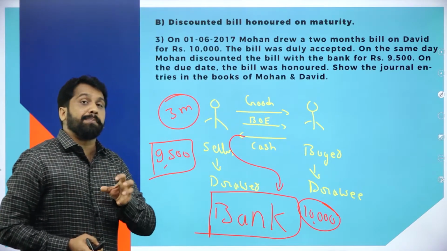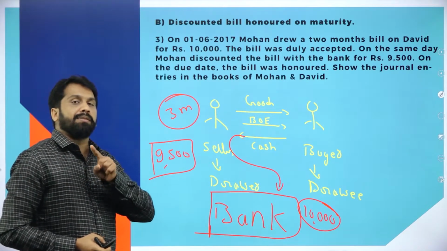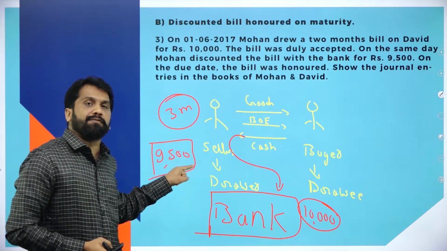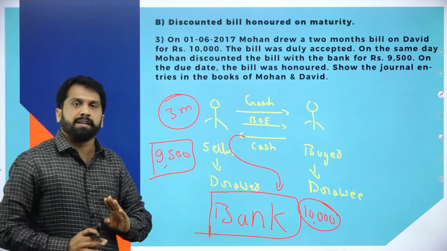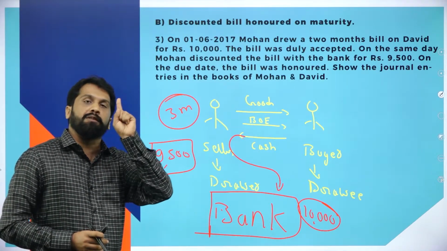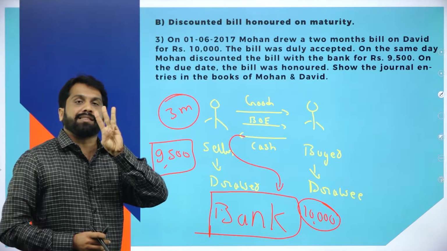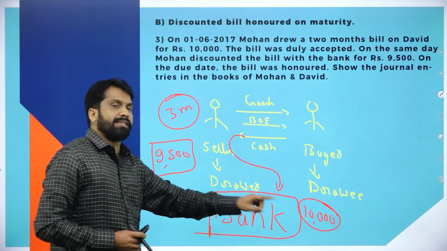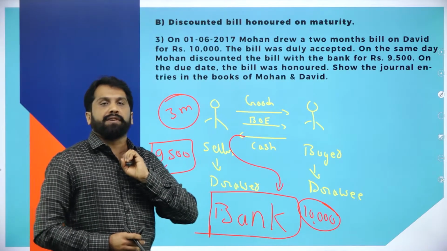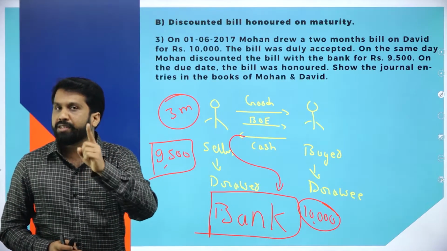Now, what is the benefit to the bank? In the month of January itself, bank gave me 9,500. I am out now. Bank collected 10,000 from you in the month of April. So, for the 3 months, bank earned 500, because they paid me 9,500, but they collected how much?